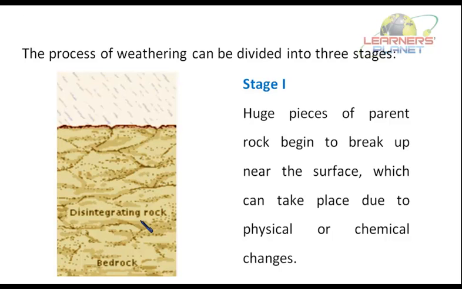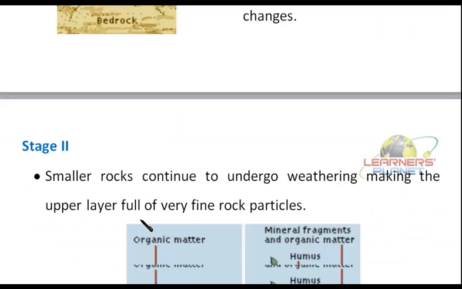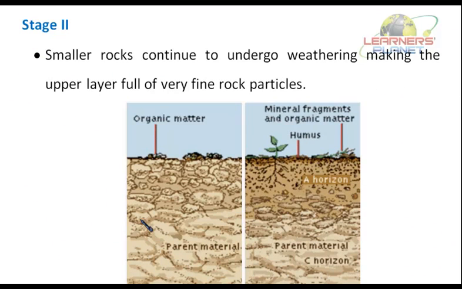And then comes stage 2. In stage 2, smaller rocks continue to undergo weathering, making the upper layer full of very fine rock particles. So what happens here?